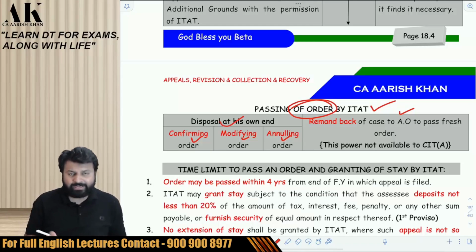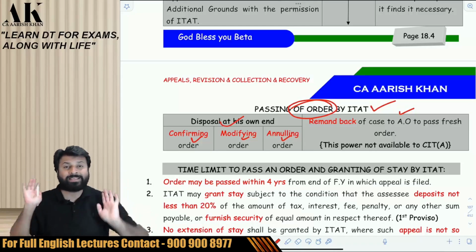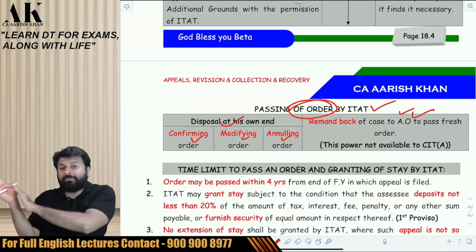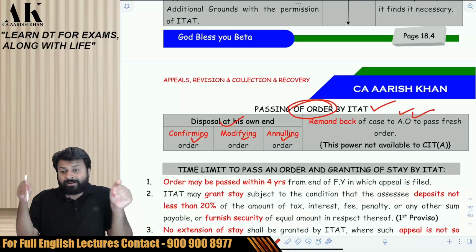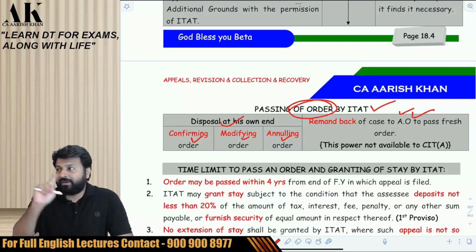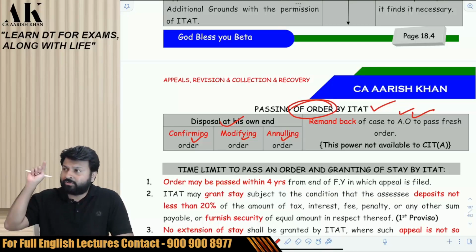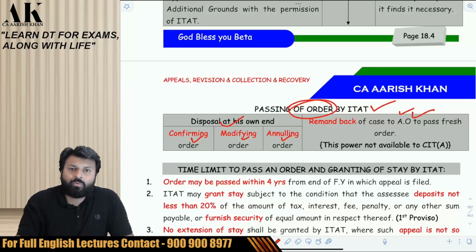This is disposal at the end of the tribunal. The tribunal is closing the matter at its end, and this is something which the tribunal is remanding back. It is not ready to close the matter right now at its end. It is making a reference again to the AO and telling the AO to do the assessment properly once again. Okay, so this is what the tribunal is all about.